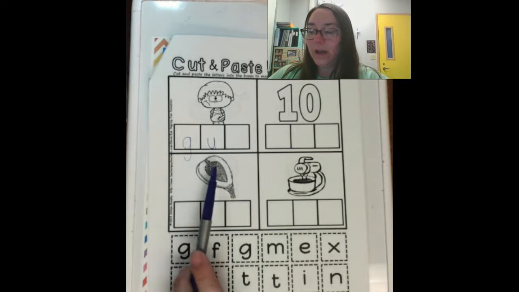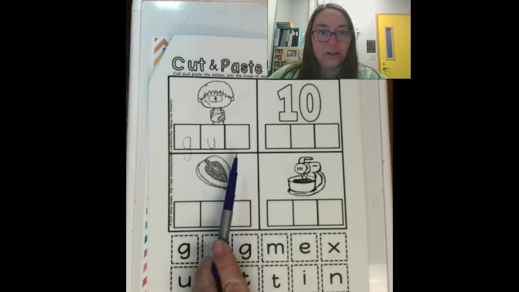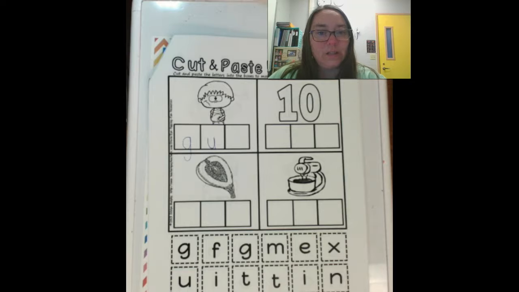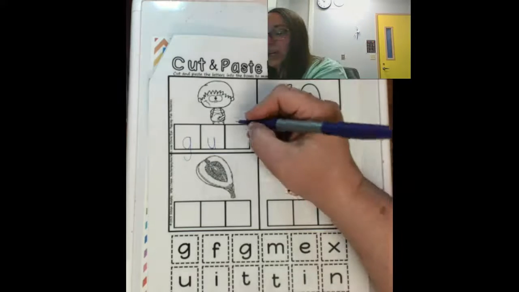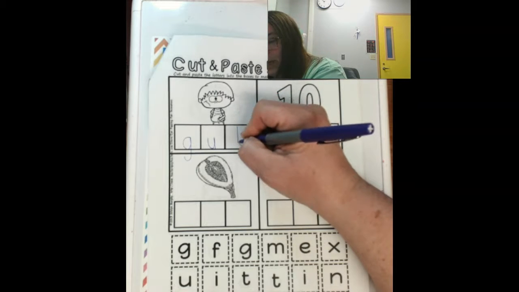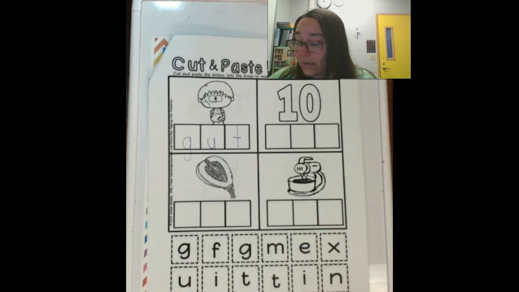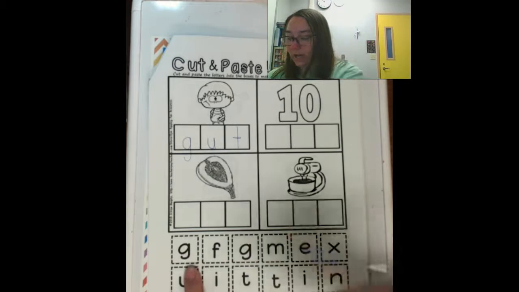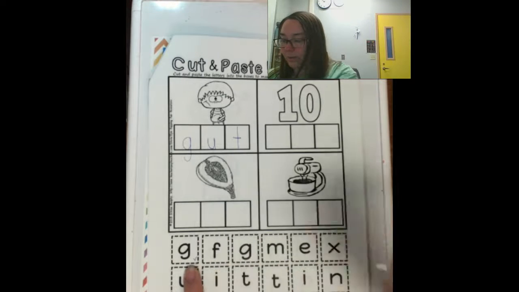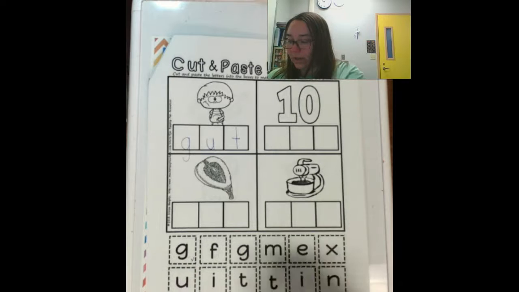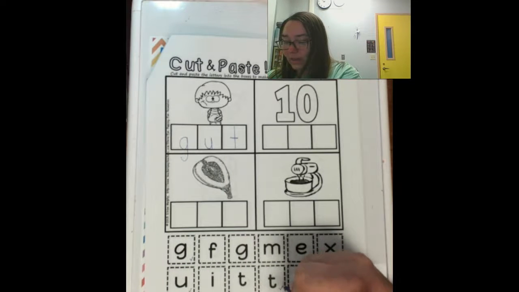All right, let's say it. G, u, t. What goes at the end? You're right, the letter T, like turtle. T is a big line down, cross in the middle. And I forgot, friends, we were going to use these to help us keep track. So I'm going to cross off the G and the U and the T.